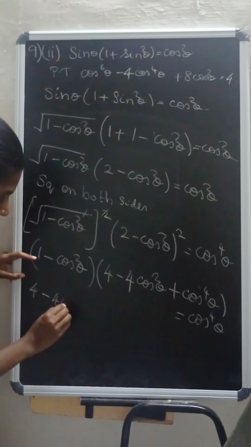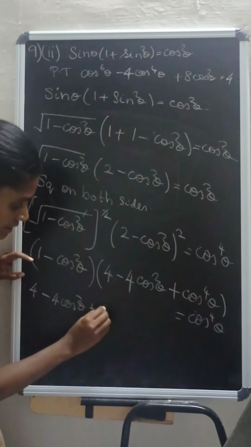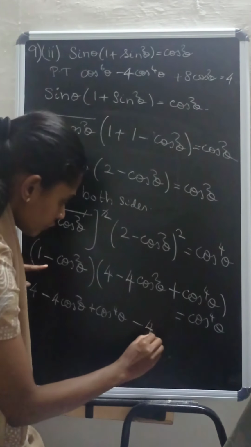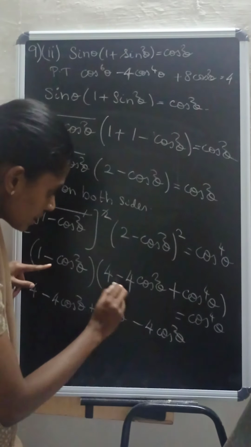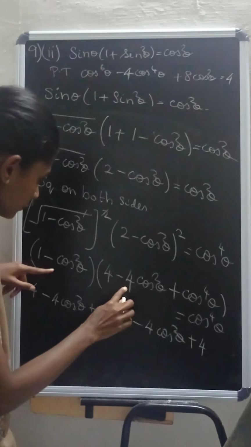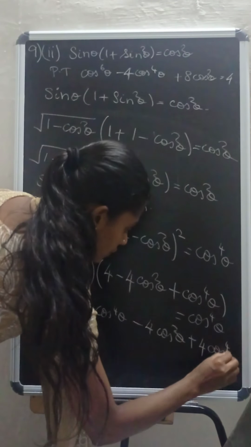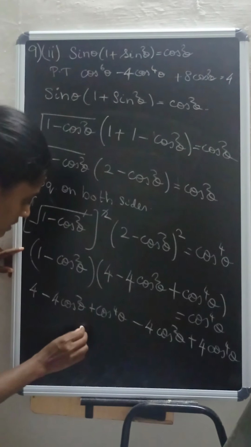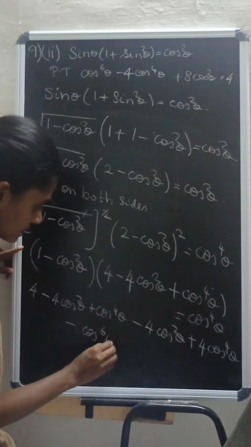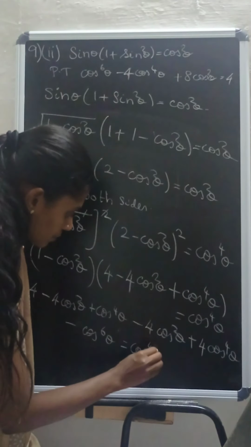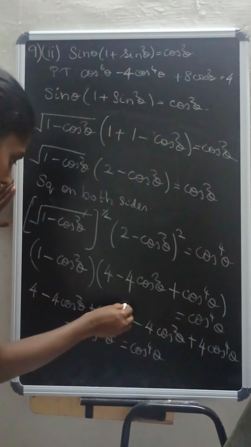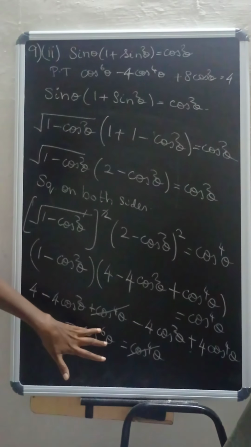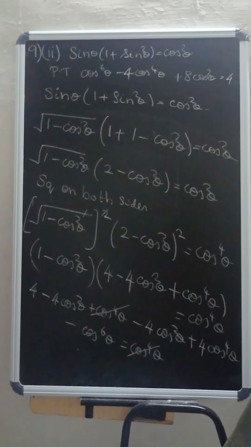4 minus 4 cos square theta plus cos power 4 theta, minus 4 cos square theta plus 4 cos power 4 theta minus cos power 6 theta is equal to cos power 4 theta. So this cos power 4 theta here and cos power 4 theta here gets cancelled, because when this comes this side it becomes minus cos power 4 theta, so these two get cancelled.